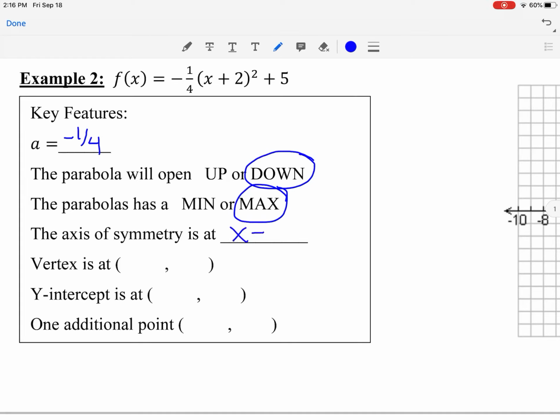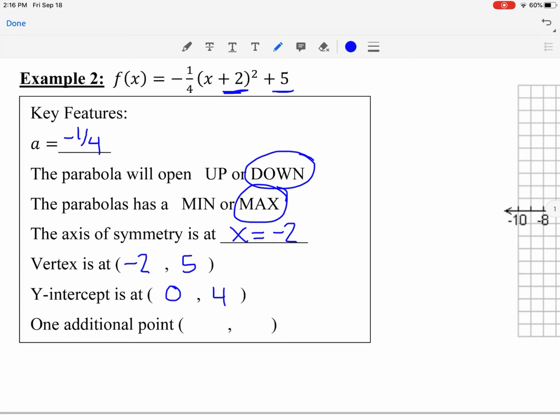The axis of symmetry is at x equals h, which for us is this number on the inside. Insiders are liars, so it's going to be -2. The vertex uses that very same x value and then uses the y value on the outside, the +5. For the y-intercept, we're going to plug in a 0. So 0 plus 2 is 2. 2 squared is 4. 4 times -1/4 gives us -1, plus 5 gives us 4.